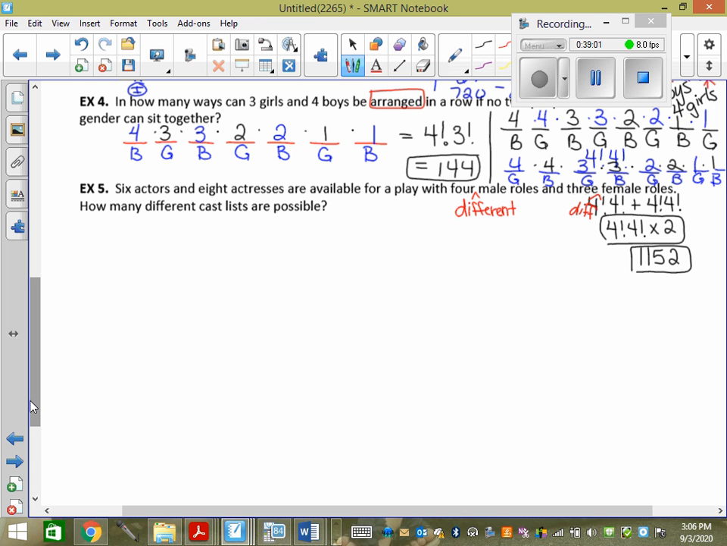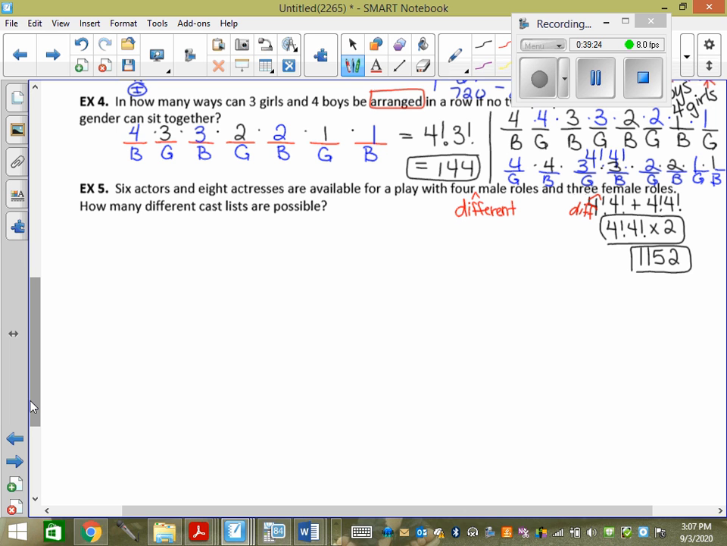So we have to decide, this is how you can tell if it's a permutation or a combination. First off, you're in the lesson of permutation, so it's a bit of a dead giveaway. But how can you tell that it's actually a permutation? It's based on what you're choosing. So you're choosing 4 different male roles. If you pick those 4 people in a different order, do they get something different?